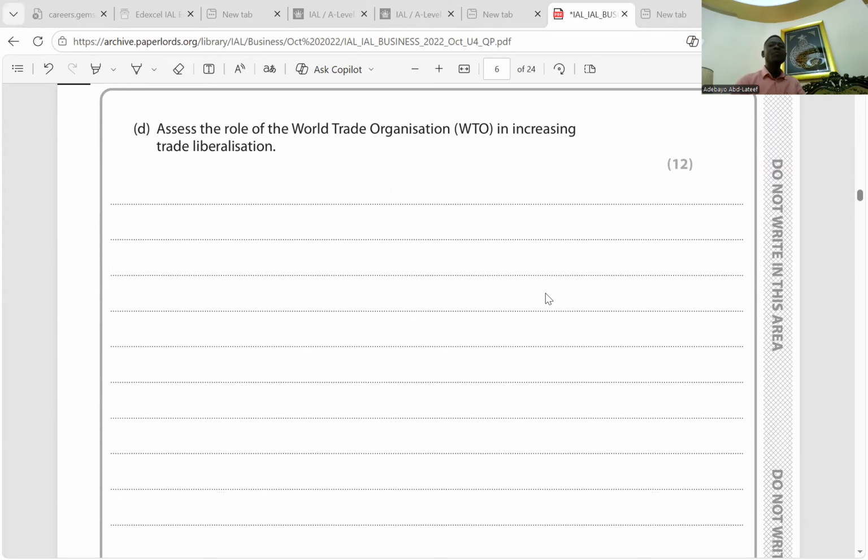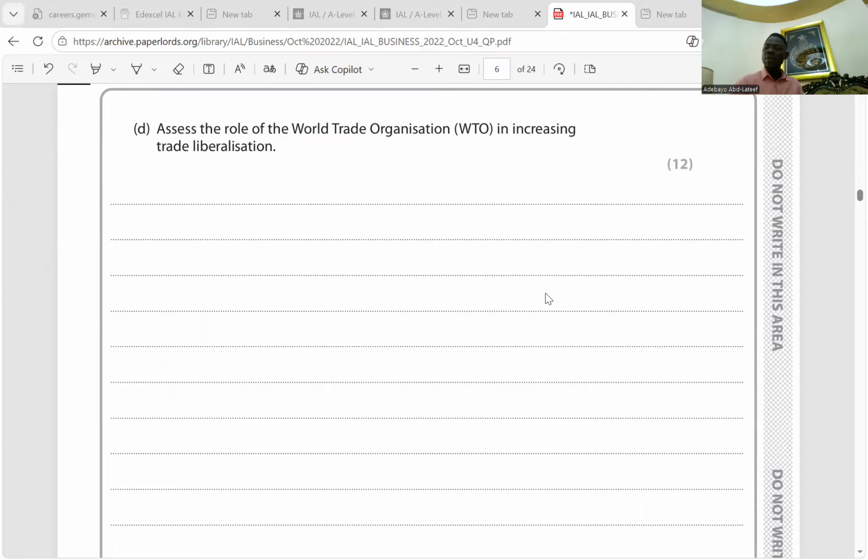They said, assess the role of the World Trade Organization in increasing trade liberalization. What is trade liberalization? Free trade, yes or no? The World Trade Organization is in charge of the world trading arrangements, negotiation, and trade promotion to benefit free trade. That is what the World Trade Organization will do. They arrange, they negotiate, and they promote international free trade. That is the role of the World Trade Organization.